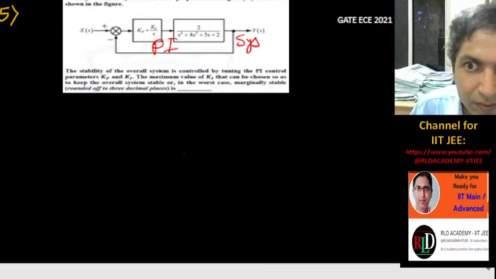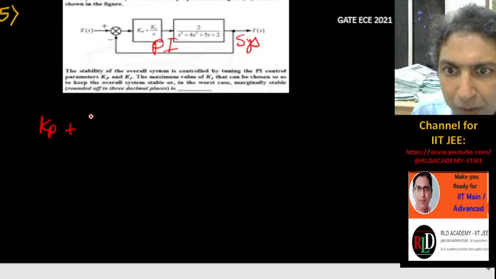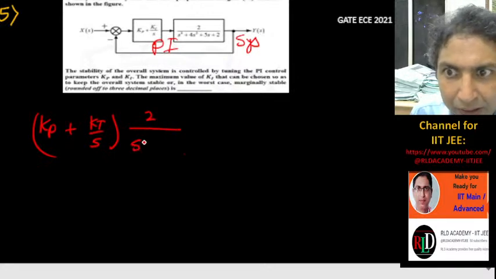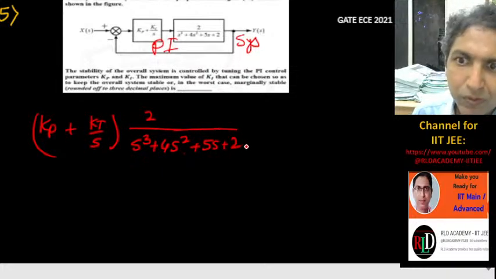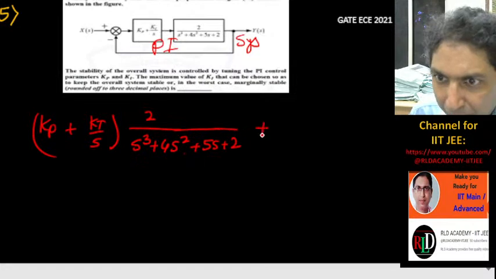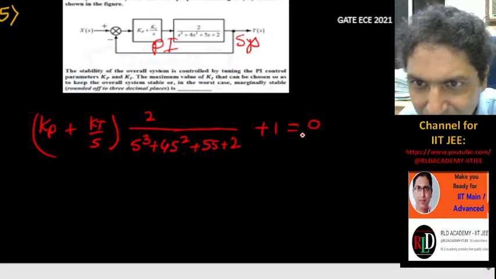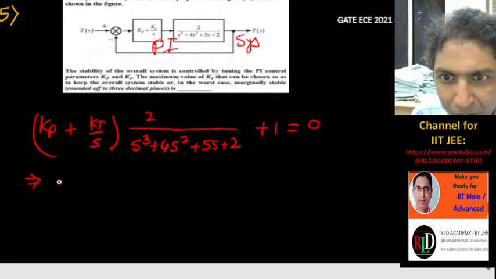So what is the equation? The equation is (Kp plus Ki upon s) times 2 times (s cube plus 4s square plus 5s plus 2), and then I need to add plus 1 plus G(s)H(s), and that should be equal to 0. Okay, so if I simplify it a little bit, what will I get?